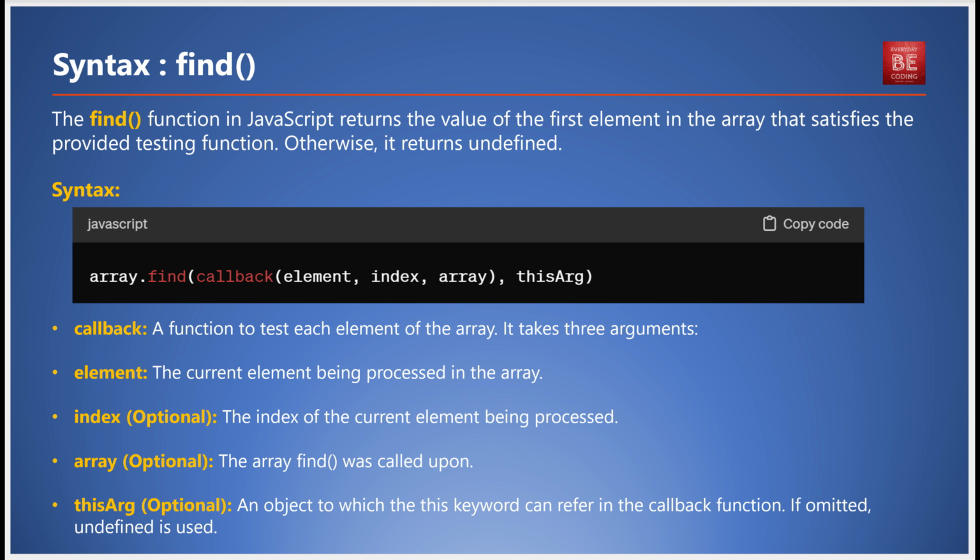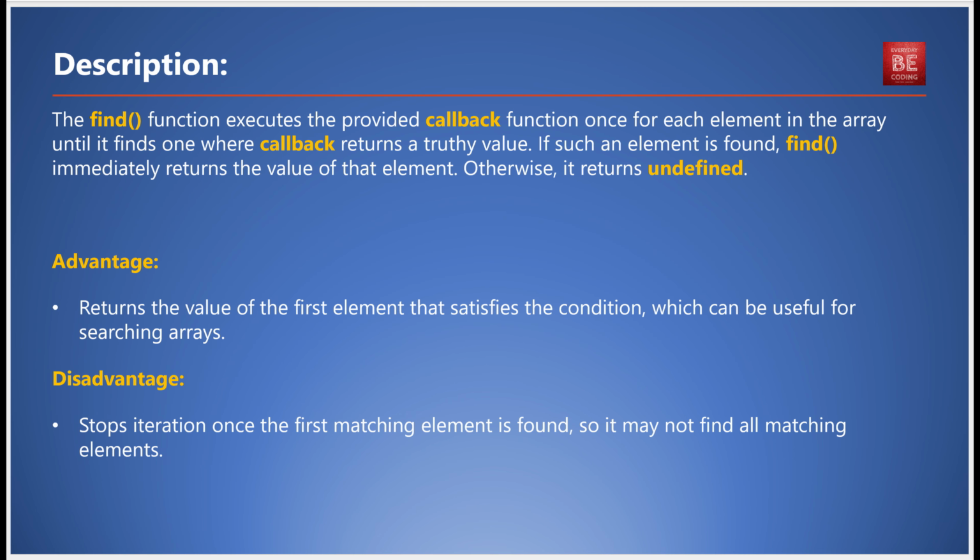The syntax looks something like this: array.find(callback(element, index, array), thisArg). The callback function tests each element of the array and takes 3 arguments: element, index, and array. The thisArg is an optional object to which the this keyword can refer in the callback function. This function executes the callback function for each array element until it finds one where the callback returns a truthy value. If such an element is found, find immediately returns the value of that element.